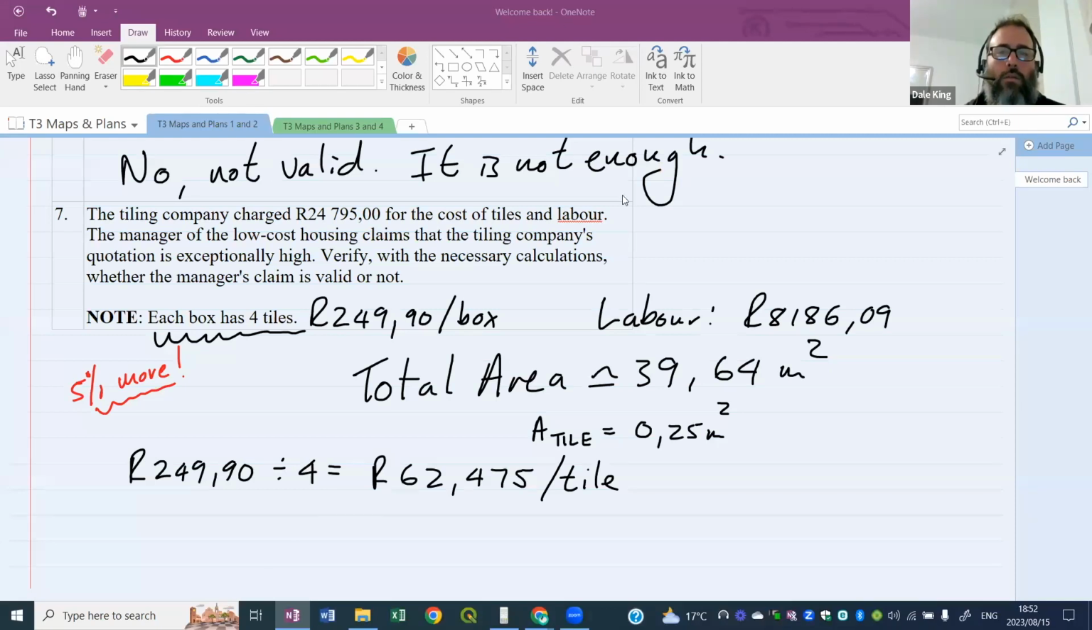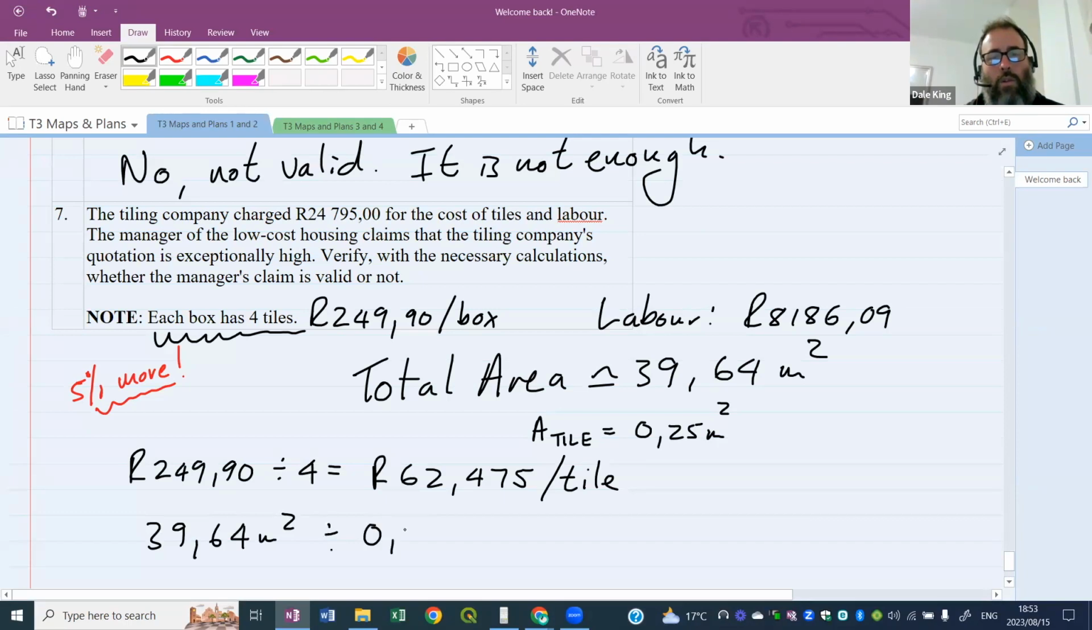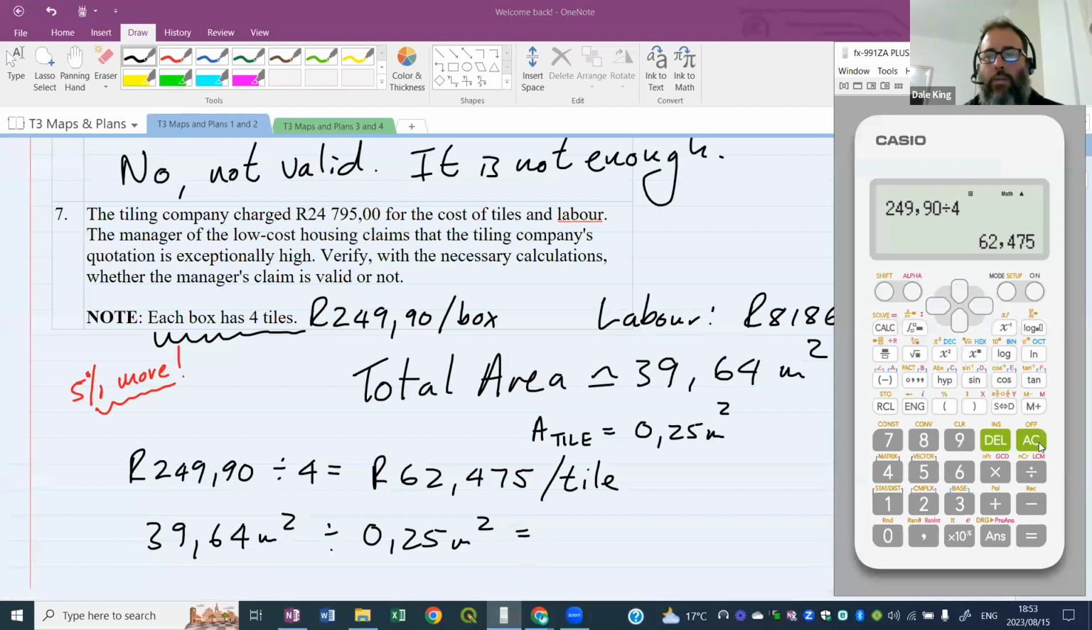Emmanuel, quickly tell me, what must I do? So you have to take the area of the whole place that you have to tile and divide it by the area of the tile. All right. Stay with me while we get that answer. So 0.25. So 39.64, just check your calculation. I'll check on my side. Divided by 0.25. What are you getting, Emmanuel?